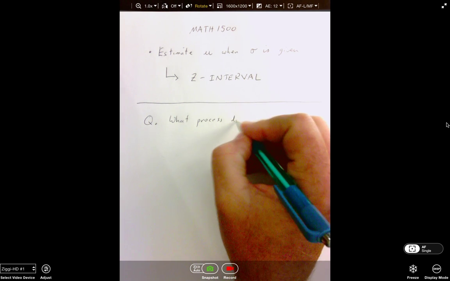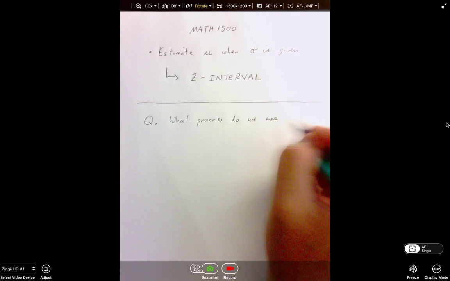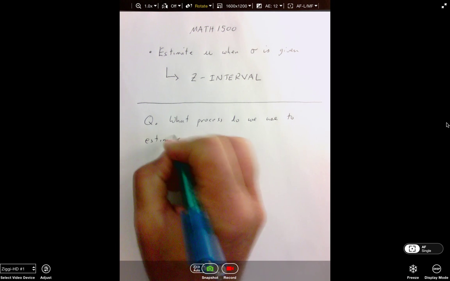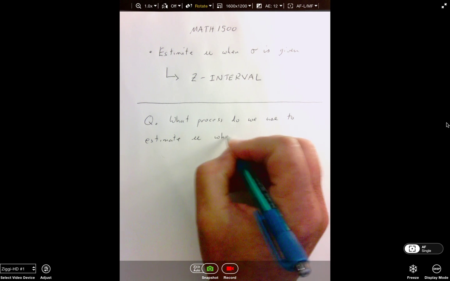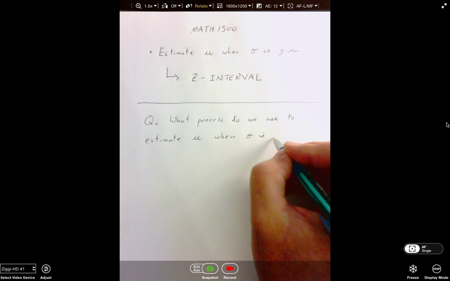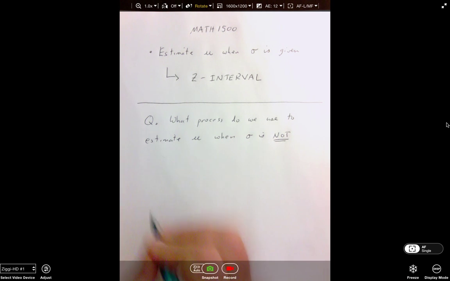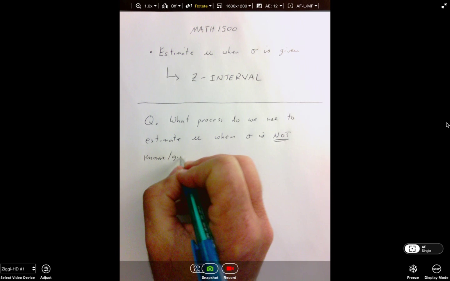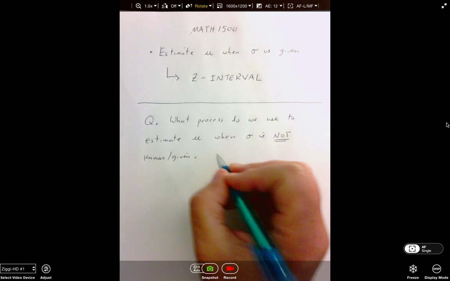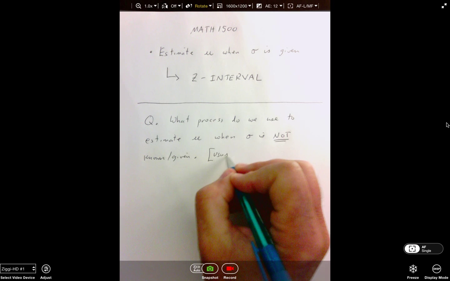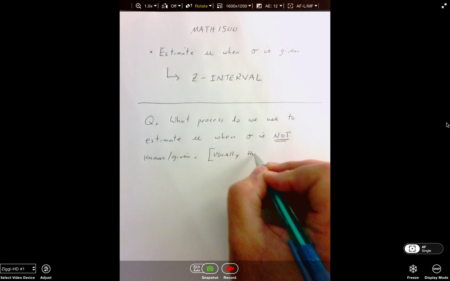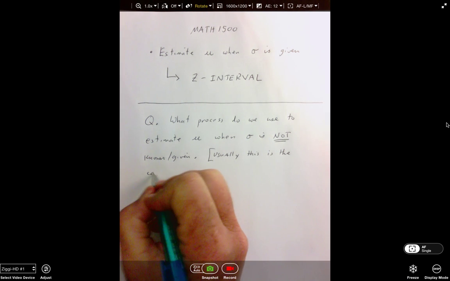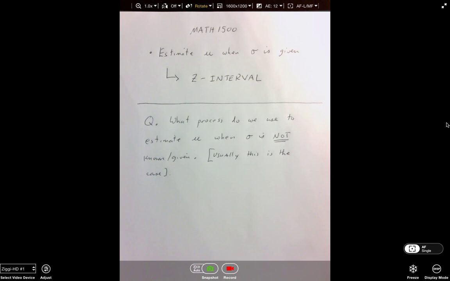What process do we use to estimate mu when sigma is not known or not given? And I will add that usually this is the case.